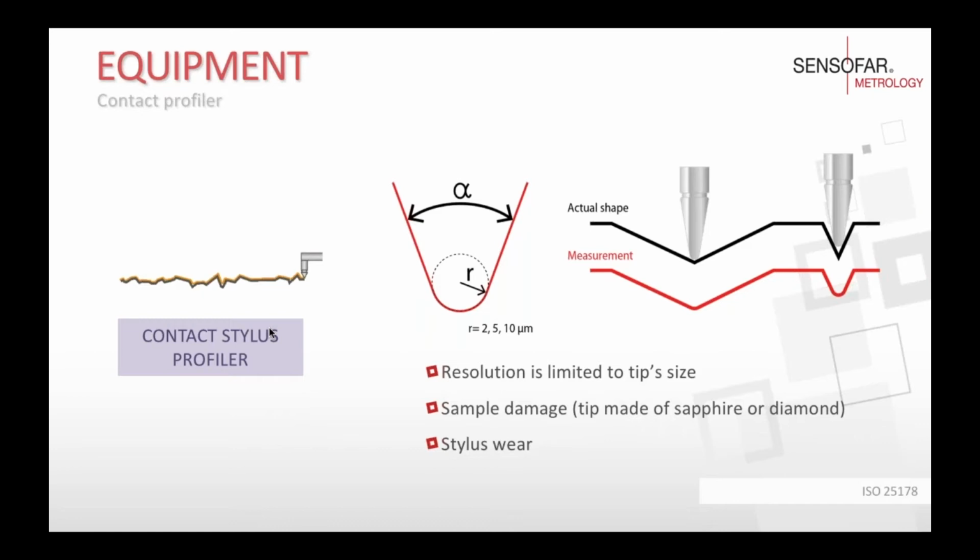The first consequence would be that we're going to damage the sample. And actually, we damage it because the tip is made of really hard materials, which are sapphire and diamond. And as well, the stylus over some time is going to suffer from wear. So the radius of the initial stylus tip is going to become wider, and that is going to, for sure, impact the resolution of that stylus profiler.